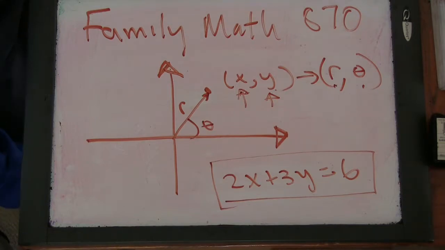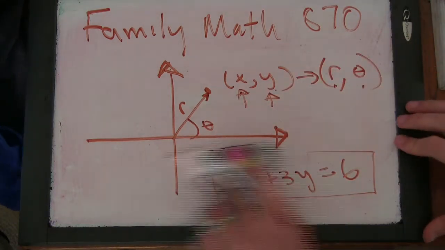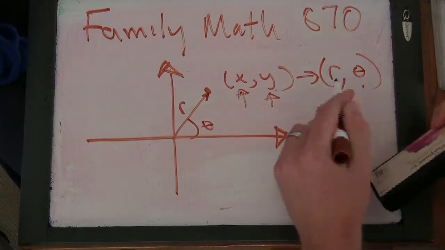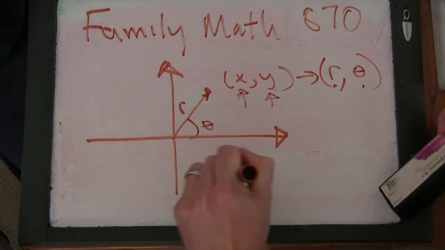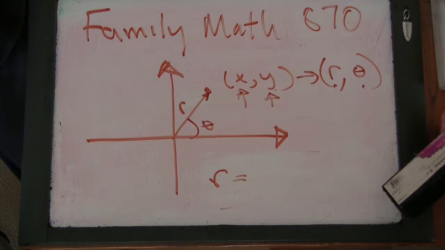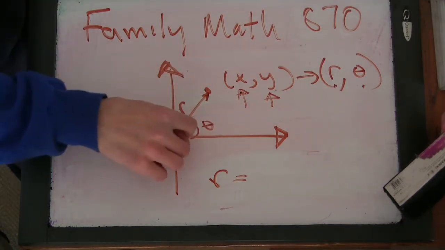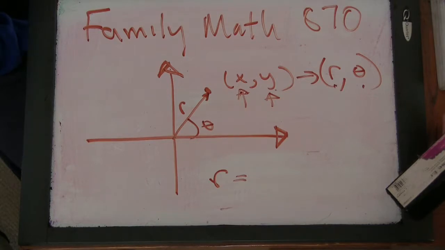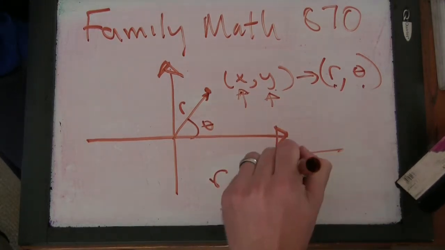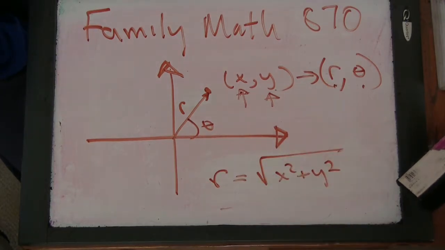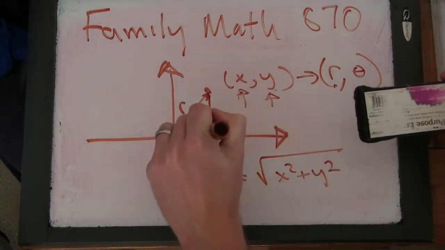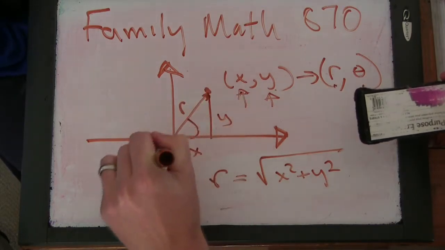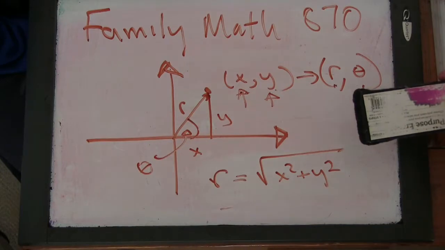But there is a relationship between r and theta and x and y. Could you guess how r is related to x and y? Well, if you form the right triangle, it's going to be x squared plus y squared. Almost. The square root of x squared plus y squared. That's right. And that comes from forming this right triangle here. This is y and this is x, and then this angle theta is in there.